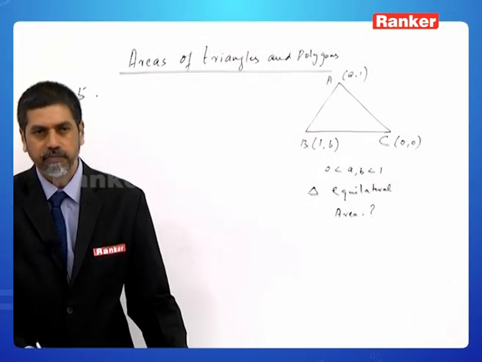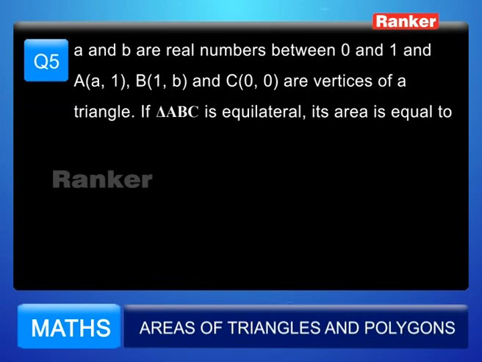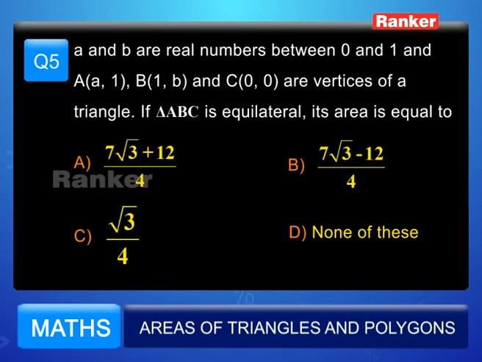Question number 5. This is a problem based on equilateral triangles. 3 vertices are declared. There are 2 unknown parameters A and B, but there's a very strong condition. Both A and B lie between 0 and 1. That means they are basically positive, but they lie between 0 and 1. The question is, what is the estimate of the area of the triangle?